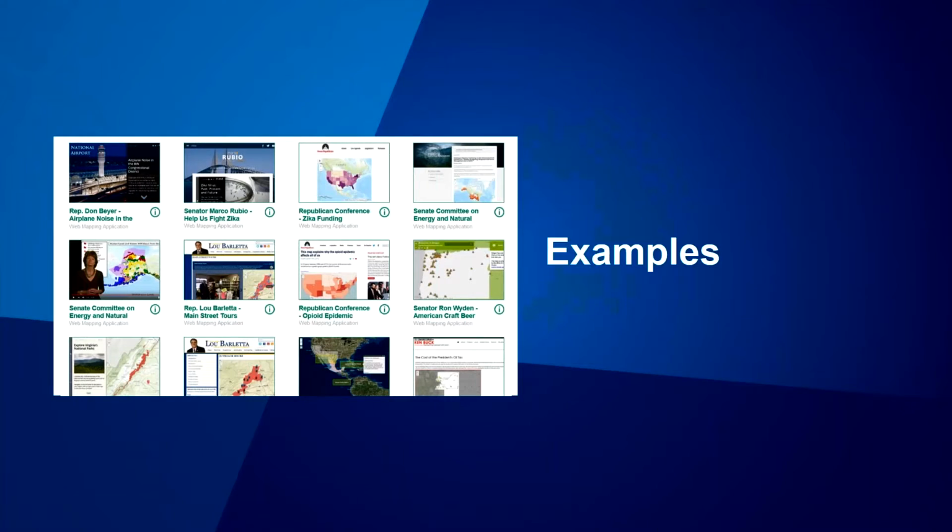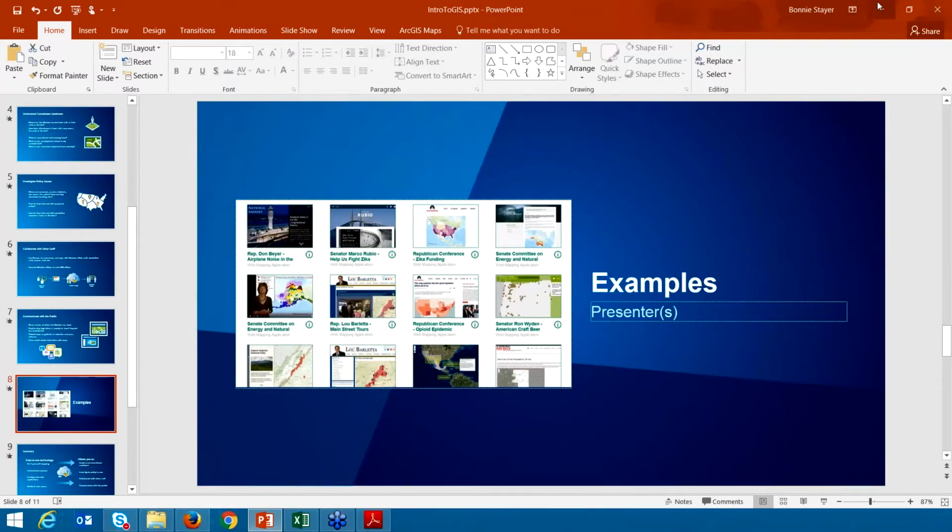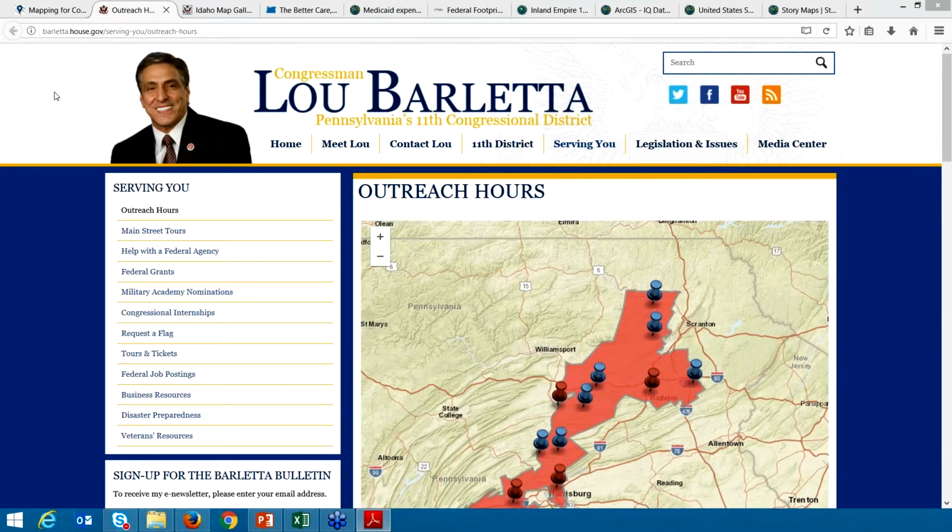So now I'd like to take a look at some examples of what existing member offices and committee offices are already doing with GIS. There's a lot of publicly accessible examples out there, and we'll take a look at just a few of them. This example is from Congressman Lou Barletta from Pennsylvania's 11th District.